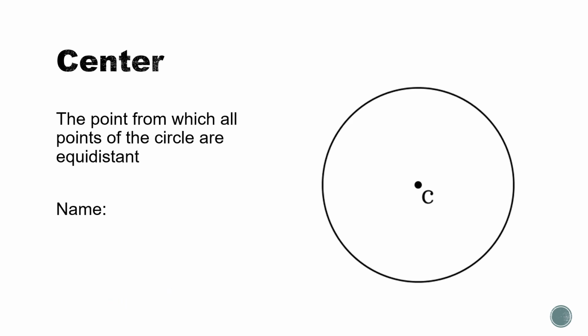Our second vocabulary word is just the center. It is that point that is in the middle of your circle, where all points are equidistant. Now, just to clarify, equidistance right here means equal distance. So they're all the same distance. So the center is just this point C, and you'll just name it with the actual letter itself, point C.